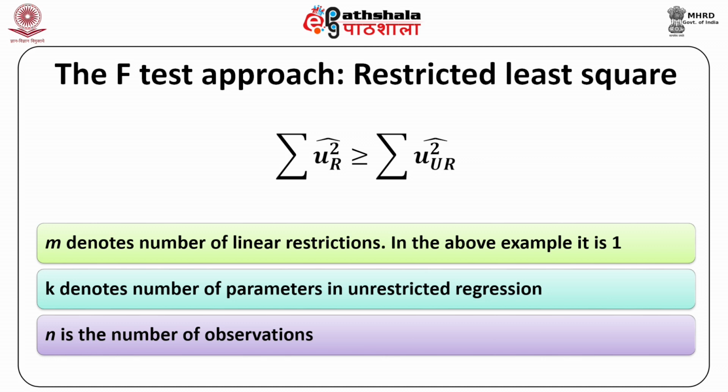After imposing constraints on the model, if a residual sum of squares results that is not much higher than the unconstrained model's residual sum of squares, it would be concluded that the restrictions were supported by the data. If the residual sum of squares increased considerably after the restrictions were imposed, it would be concluded that the restrictions were not supported by the data and the hypothesis would be rejected.